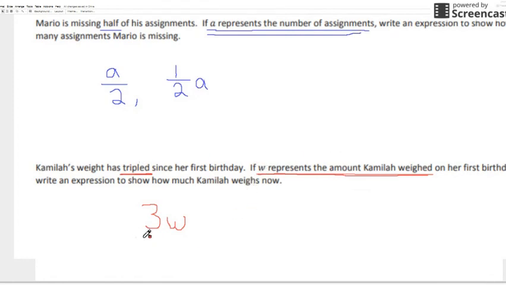So there you go. So once again, taking real world situations and breaking them down into basic expressions.